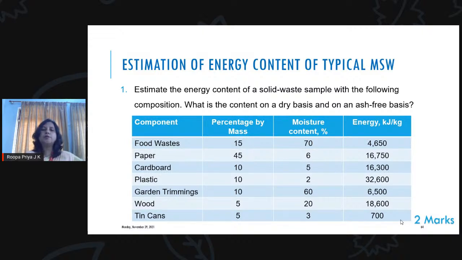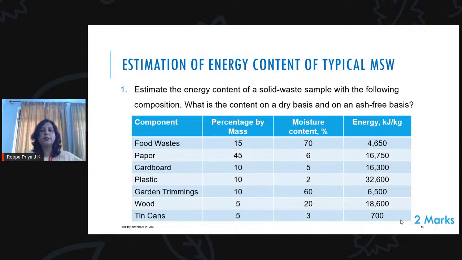The moisture content for all these components is given in column 3. For food waste, it is considered as 70%. For paper, it is considered as 6%. For cardboard, it is considered as 5%. For plastic, 2%. Garden trimming, 60%. Wood, 20%. And tin cans, 3%.